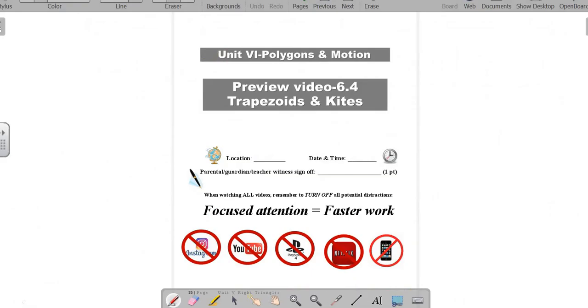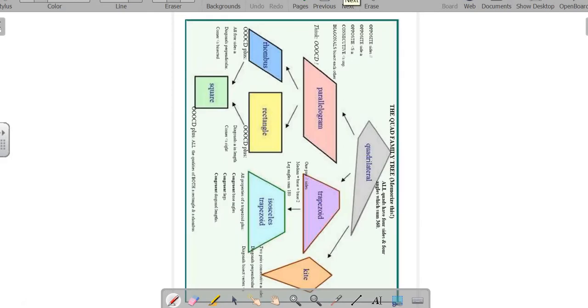Take a look here, 6.4 trapezoids and kites. In the quad family tree, you have the parallelogram family, which is obviously the largest portion. The definition of a parallelogram, of course, is two sets of opposite sides that are parallel. This lesson is about quadrilaterals that don't have two sets. What if you only have one set of opposite sides parallel? That would be a trapezoid, and its descendant an isosceles trapezoid.